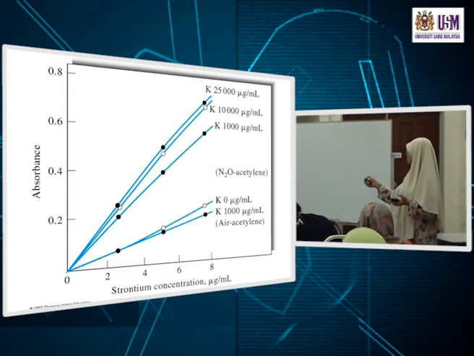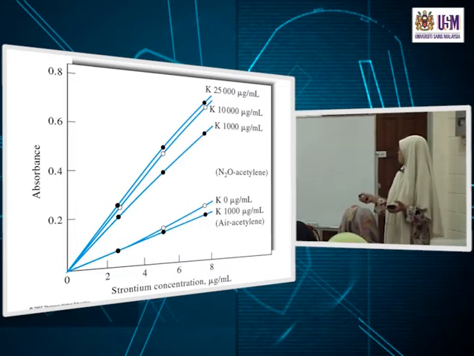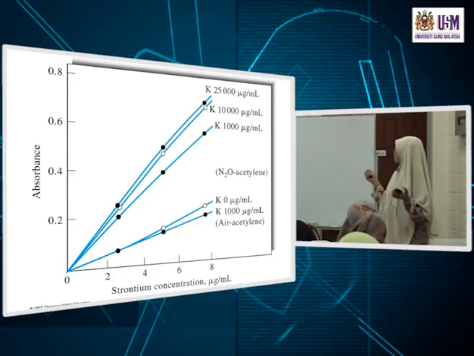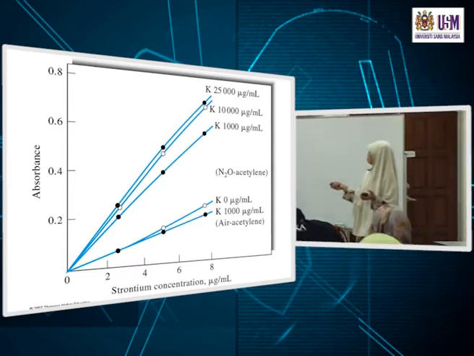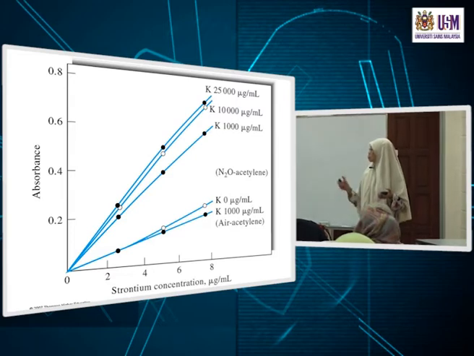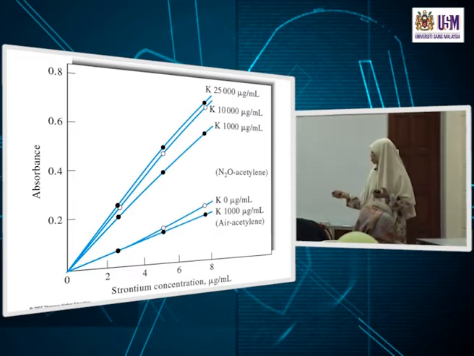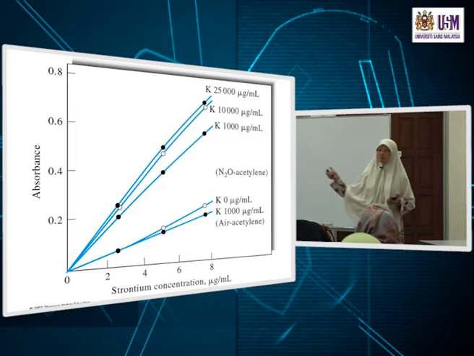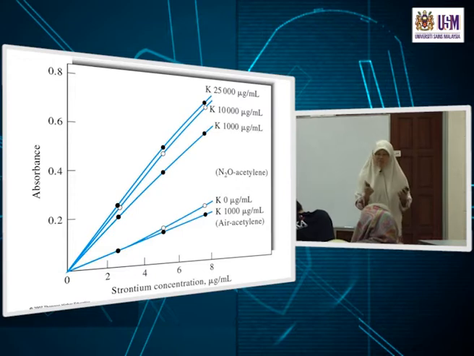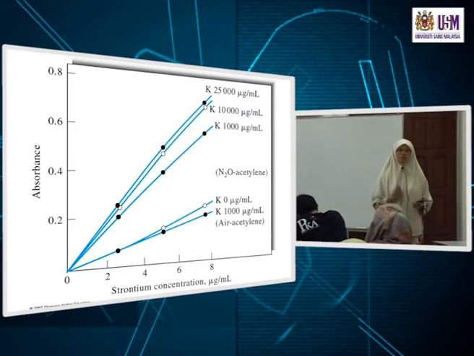Why do we need to use potassium in this particular case? How do you explain that? I say, okay, these are the curves. Explain to me, based on this data that we have, why do we need to add potassium as an ionization suppressor? What's the proof? Now you tell me, yes, potassium is added to suppress ionization of strontium. What is the proof? How is it that by looking at these curves, you know that it is necessary, and when you add potassium, indeed, the ionization is suppressed? How do you know? What's the proof?